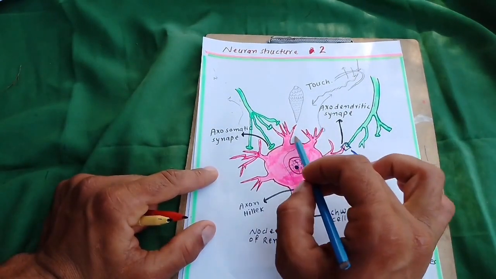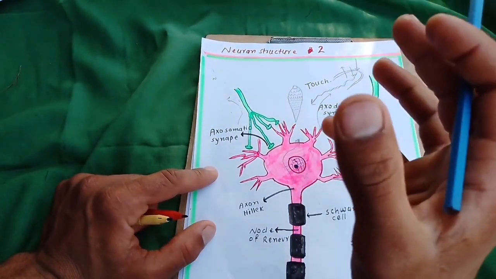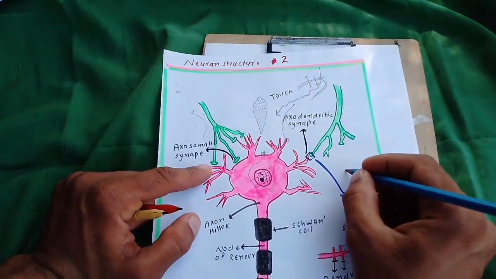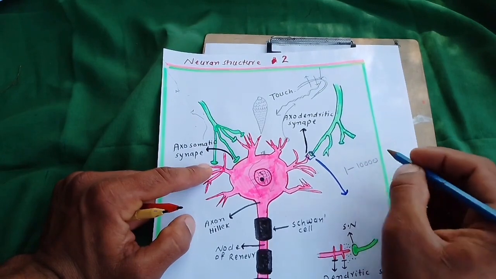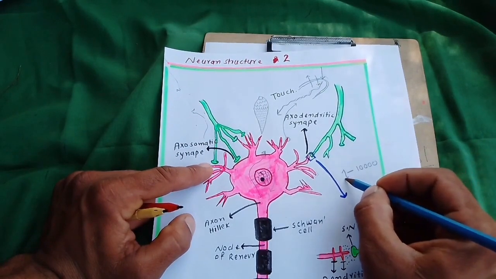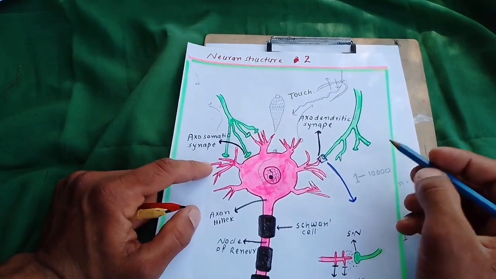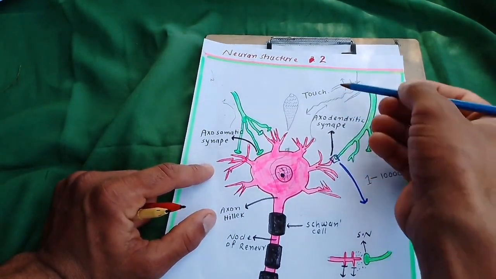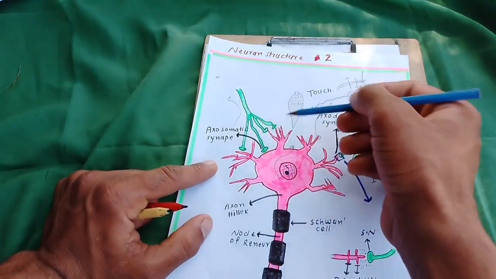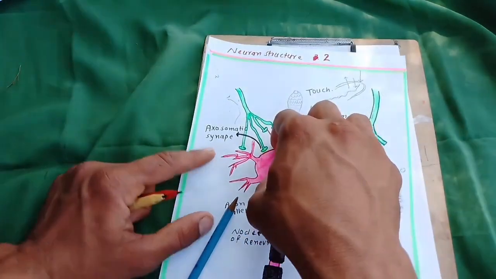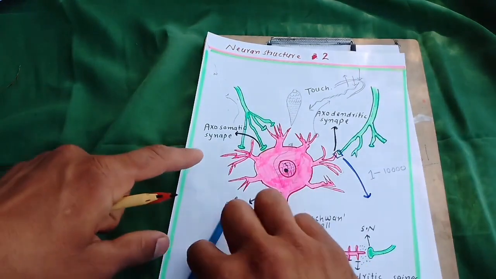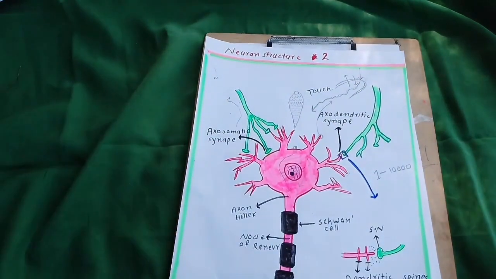The cell body has many dendrites because one cell body can receive about 1 to 10,000 axons. About 10,000 axons can synapse on one neuron. So dendrites increase the surface area of the cell body. Okay.